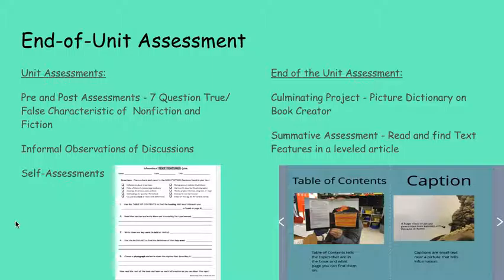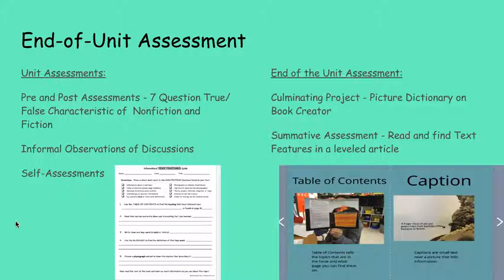Now at the end of this unit, like I said, we have this accumulating project. We have the picture dictionary on Book Creator, which is huge. And you can see an example of it down at the bottom, which I love. I mean, these are real pictures taken of real books. The one that's a caption is a close-up of a photograph in an actual nonfiction textbook on volcanoes, and that is actually a caption but has a label.